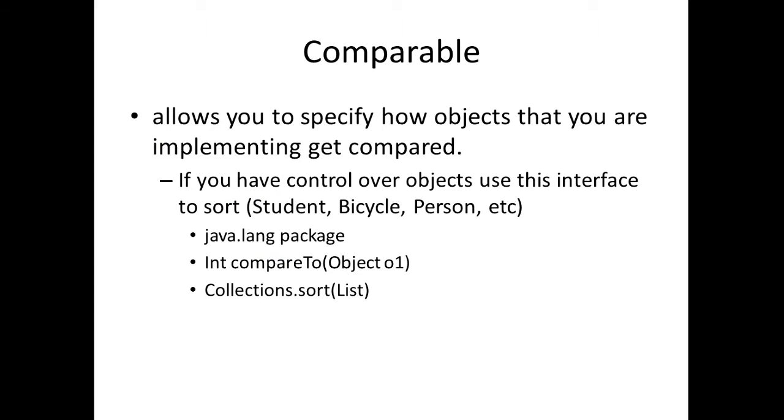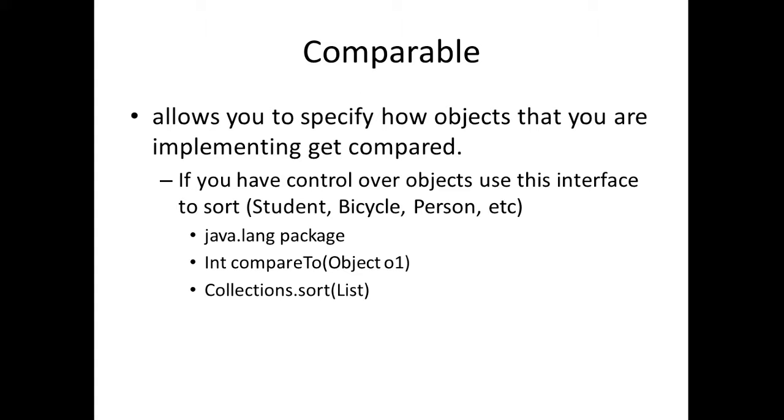Now, the next thing I wanted to talk about is the Comparable interface. This interface allows you to specify how objects that you are implementing get compared. As opposed to the Comparator interface, what I'm talking about now is the Comparable interface. These are objects that we are going to be creating ourselves. With this interface, we're able to come up with our own sorting logic for objects that we ourselves have control over, such as, for example, Student, Bicycle, Person, etc.